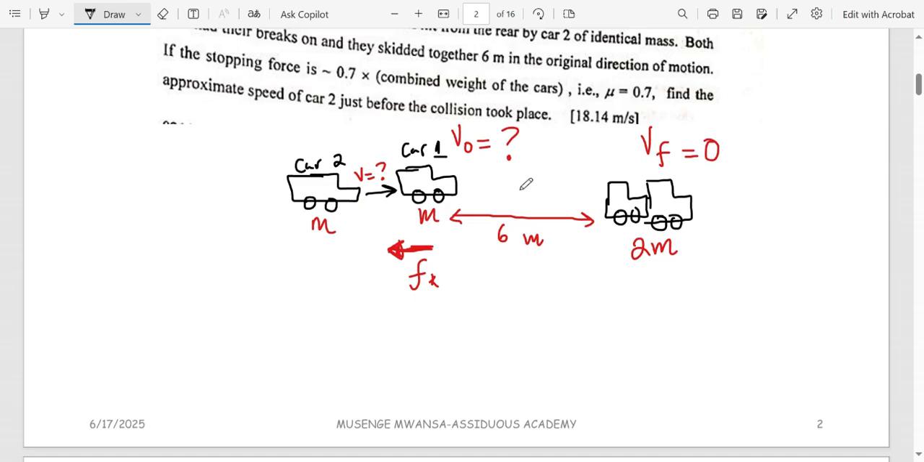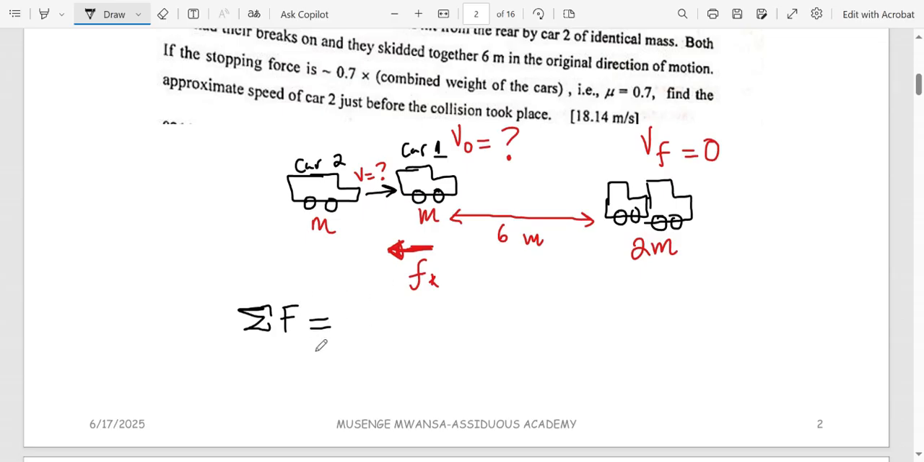Okay, actually, we want to find the initial speed, but we also know the stopping force, which is 0.7 times the combined weight. So which equation can we use? We can use the laws of motion. We can say that the net force, so this one is a combination of laws of motion with momentum.